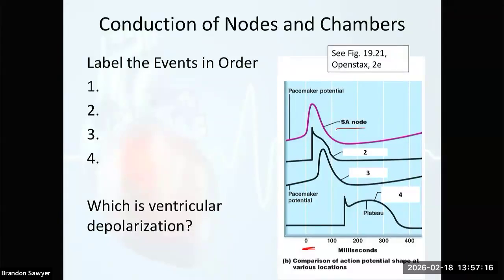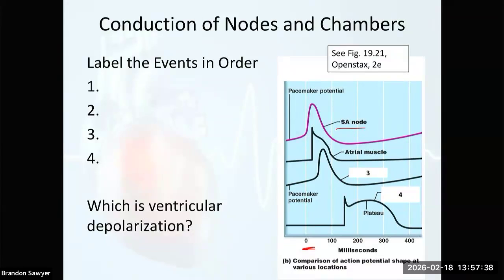What do you think number two would be? That's the atria depolarizing, the atrial muscle contracting, because the SA node causes the depolarization of the atrial muscle. It's the same thing as this, but a small version of it because it's just the atria, not the big ventricles.